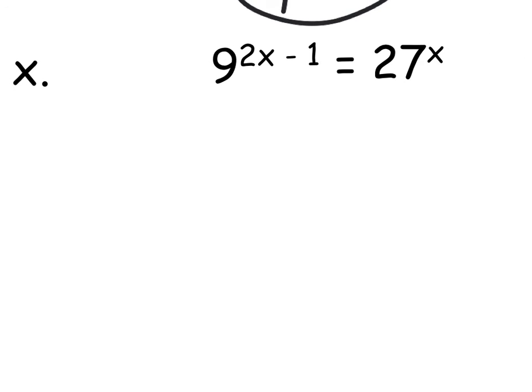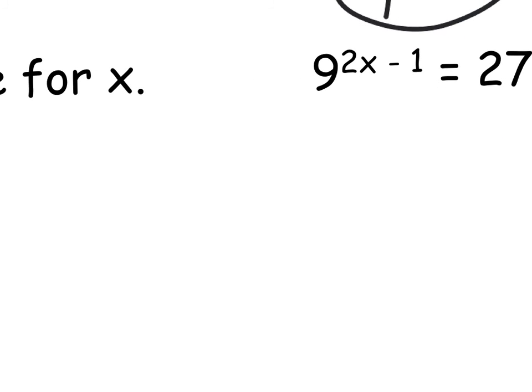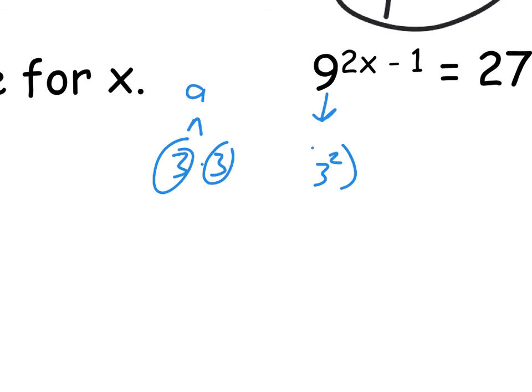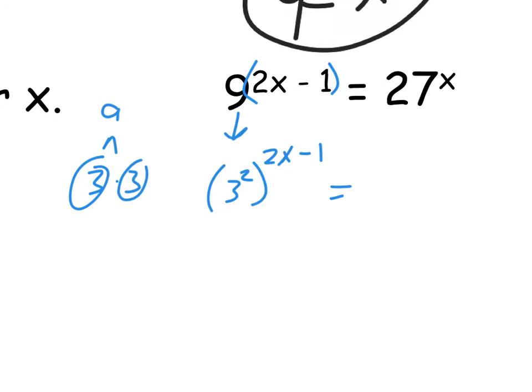You would think, hey, maybe I can get a base of 9. Well, let's look at 27. That's 9 times 3. So right there I have a 9, but I have a 3 on this side, so that's not going to work. But I can break them both down to a base of 3. I'll do 9 on this side. Well, 9 is just 3 times 3. So this 9 right here is 3 squared, but that's raised to this power, so I have to put it in parentheses, 2x minus 1. So we got to multiply those exponents in a minute.